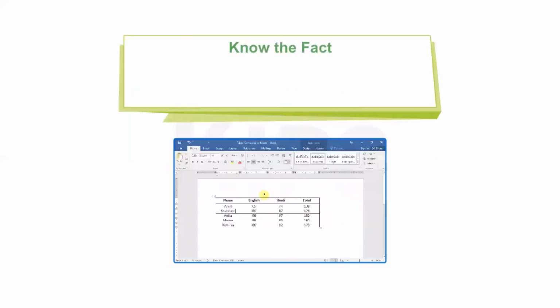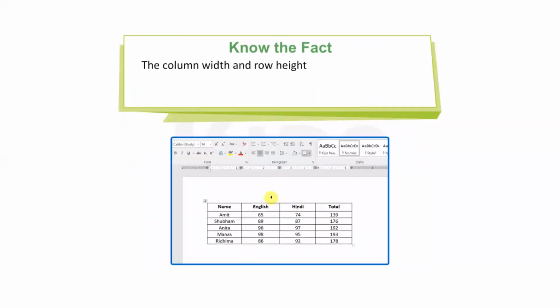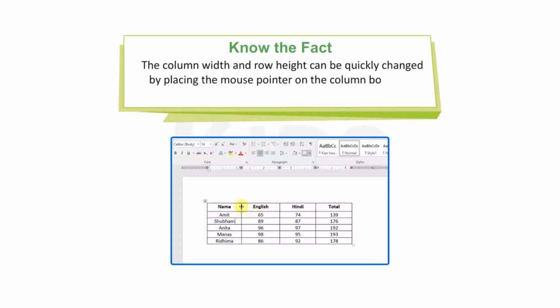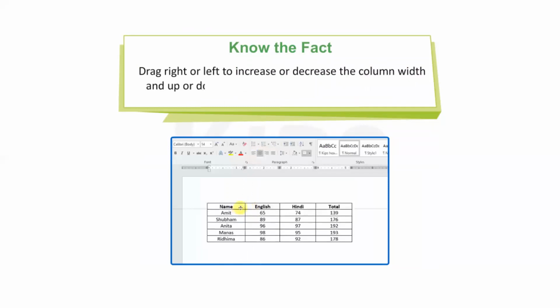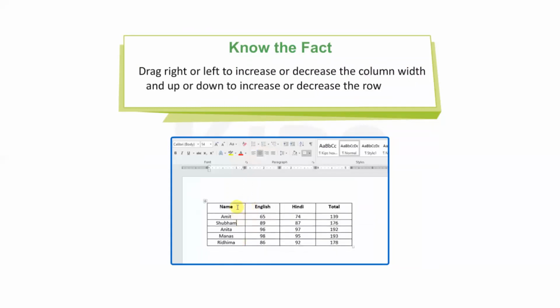Students, let's know the fact. The column width and the row height can be quickly changed by placing the mouse pointer on the column border or row border and dragging the double-headed arrow. Drag right or left to increase or decrease the column width and up or down to increase or decrease the row height.